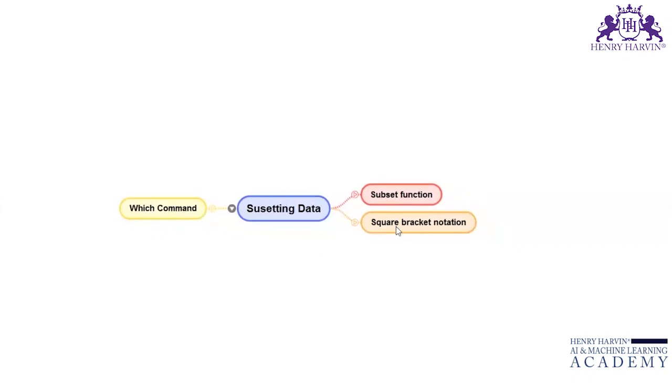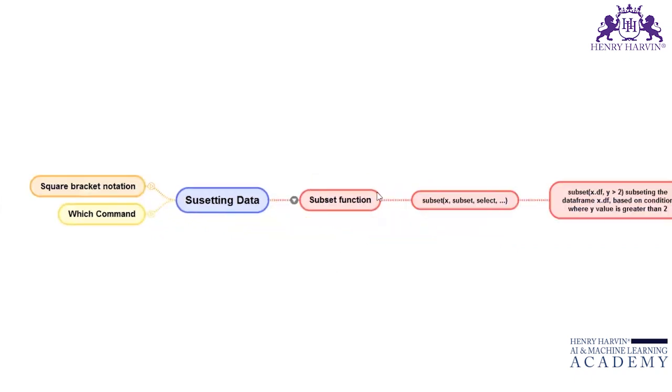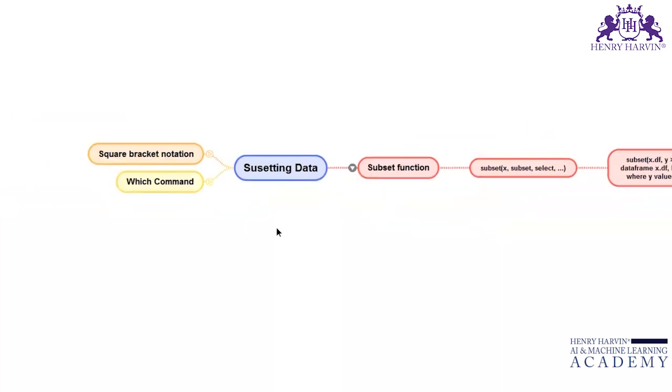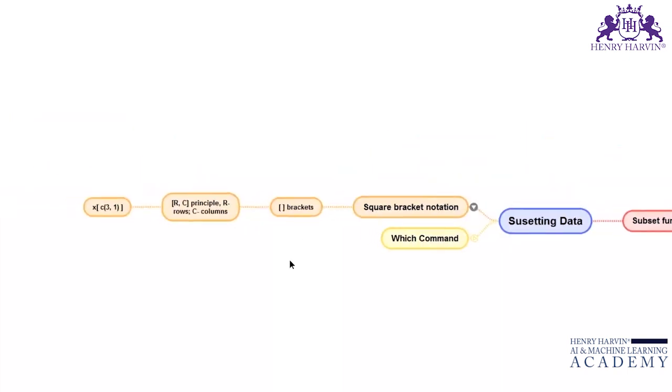We are using three methods here. First is the subset function, wherein I have taken the example of a data frame x.df. So we are subsetting the data frame x.df based on the condition where the y value is greater than 2. Next we use square bracket notation. It is the very important and mostly used subsetting command. It always follows the R into C principle. You should remember that. If you want to subset the data, you should know which is the row part and which is the column part. First it is rows, and after that it is columns.